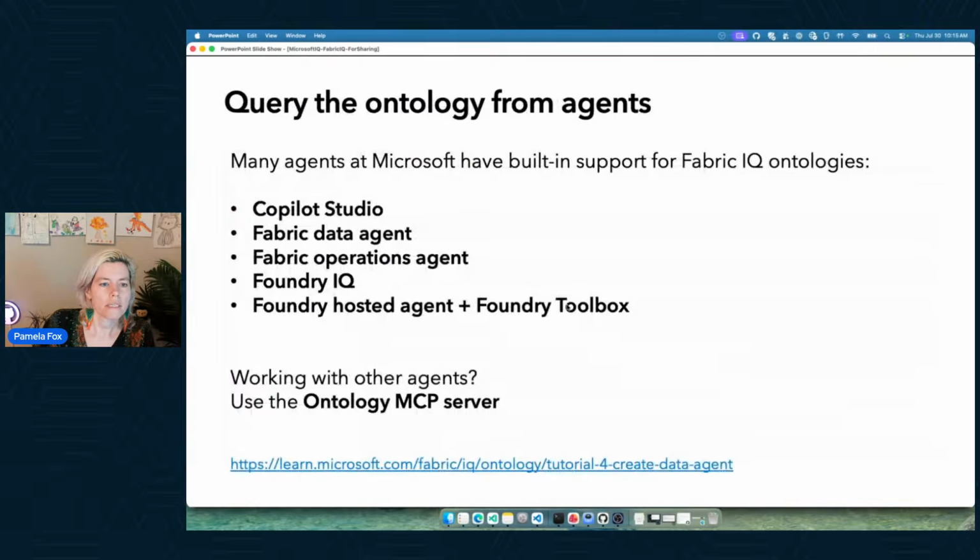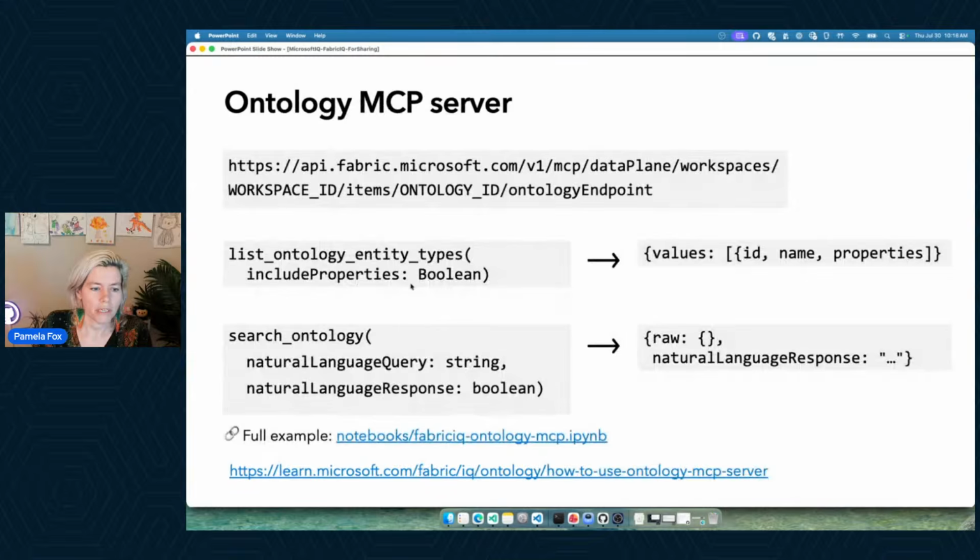All right, so we've got our ontology. So now the question is, what can we do with this ontology? We've built this ontology. We want to use it. The good news is that there's a lot of agents at Microsoft that already have built-in support for ontology. If you're using Copilot Studio, that should have a one-click add an ontology. Fabric Data Agent, we're going to see that today. Fabric Operations Agent knows about it.